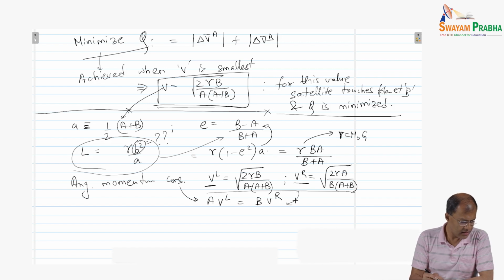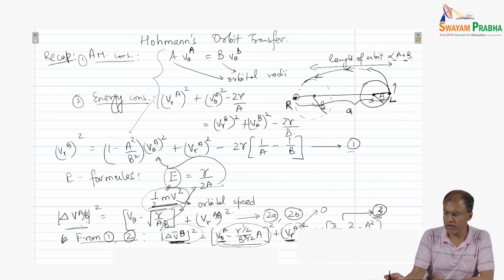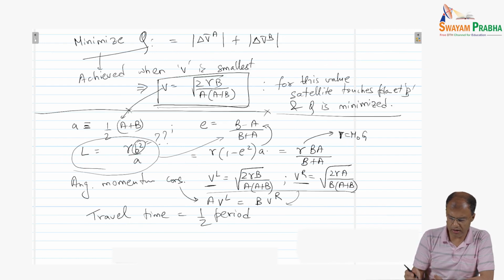So we can check that these two formulas satisfy this conservation principle. Okay, and then suppose we want to find the travel time of the satellite. So the travel time will be half the period. Why is the travel time half the period? Because again, go back to the geometric figure here. The total distance traveled by the satellite is half the distance of the elliptical orbit, right? So the total distance is half. So hence the total travel time will be half the period, right?